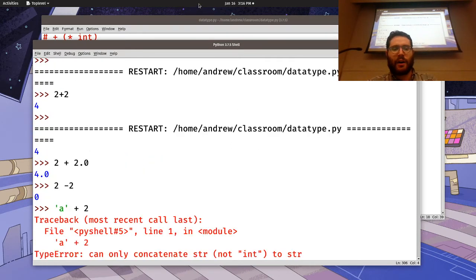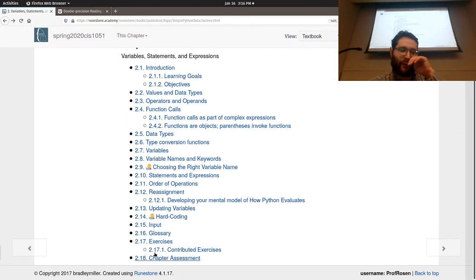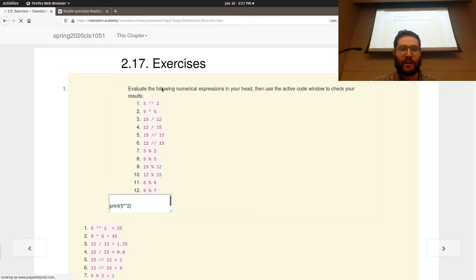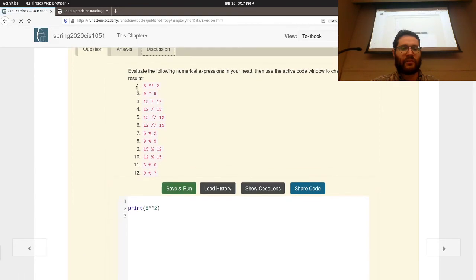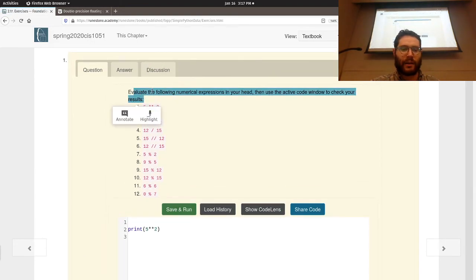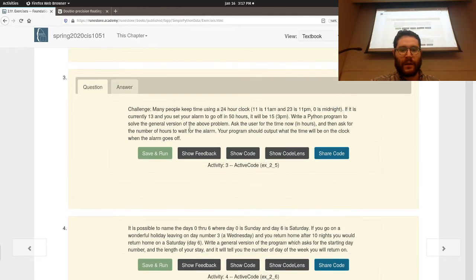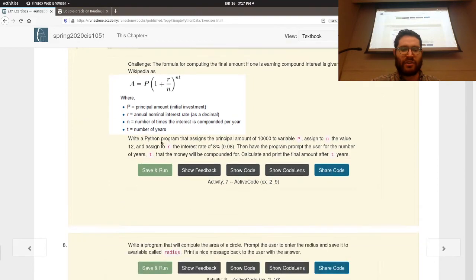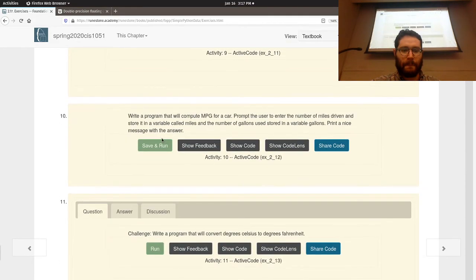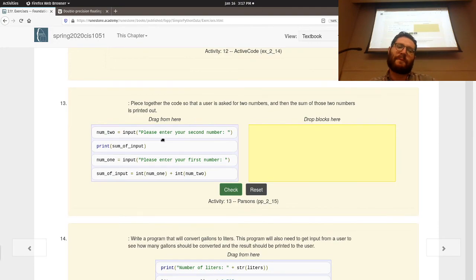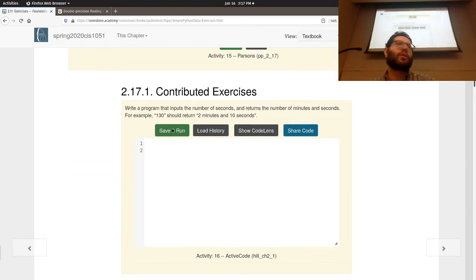Even if this was intimidating, and I recognize that it might be, I wanted to go through and talk about the variables. Now, I will be assigning work and exercises from the textbook. It has some exercises right at the back, and I assume you're going to go through them. Look, evaluate the following numerical expressions in your head, then use the active code to check the results. Here are some problems over here. And one of my personal favorites, drag the code and arrange it in order. Very useful. A lot of quizzes I will give are simply put the code in the right order.